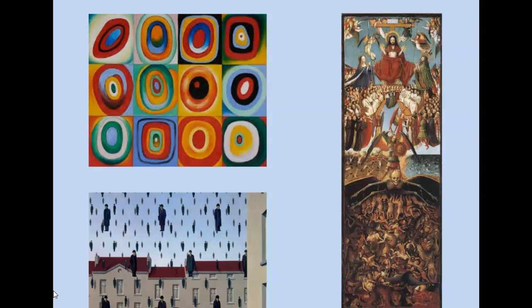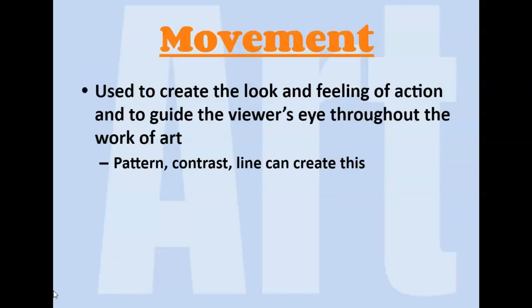So it has nice balance in this image as well. So the colors are unifying this image. We have movement. Movement is used to create the look and feeling of action and to guide the viewer's eyes throughout the work of art. To create this, we can use patterns, contrast, and line can create this.